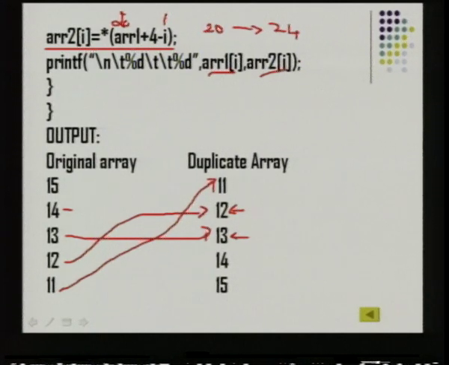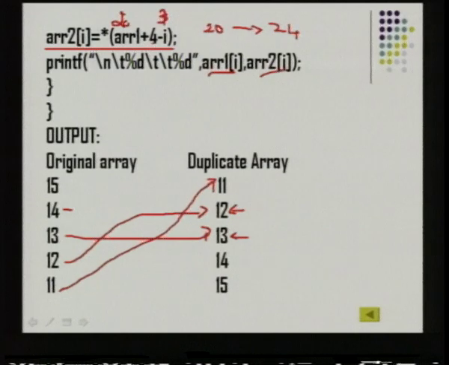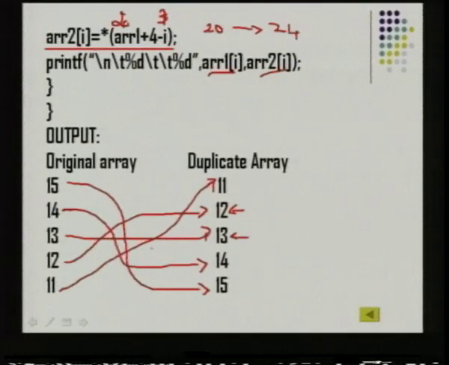So, now the value of I becomes from 0 till 1 to 2, now the value of I becomes 3. So, 20 plus 4 minus 3, 24 minus 3, it becomes 21. So, whatever is there in the first position gets copied to this fourth position. And finally, during the last iteration, what is there in the first position gets copied to the last.